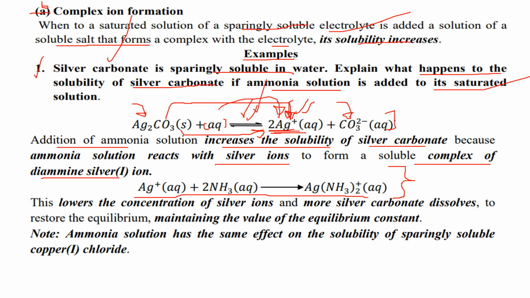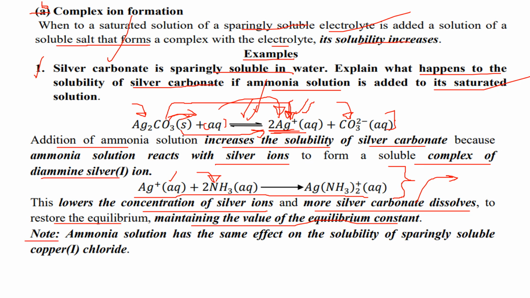So you're saying that here, once that happens, this is going to reduce the concentration of the silver ions that are present at equilibrium, and therefore more of the silver carbonate is going to dissolve so as to restore the equilibrium by maintaining the value of the equilibrium constant unchanged. But notice that here, silver carbonate is dissolving to form back the silver ions that have reacted with ammonia. And the more it dissolves, the more its solubility increases.